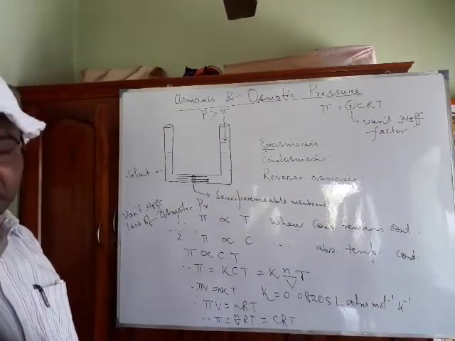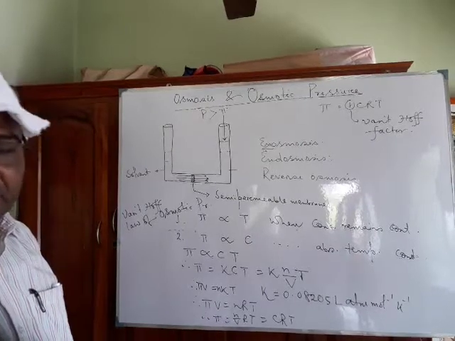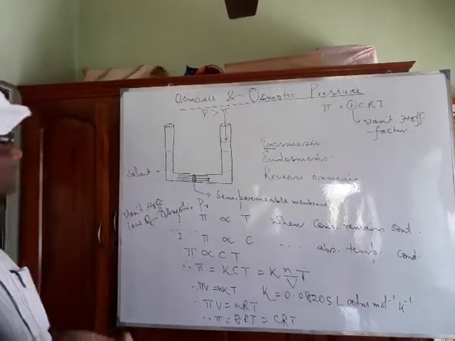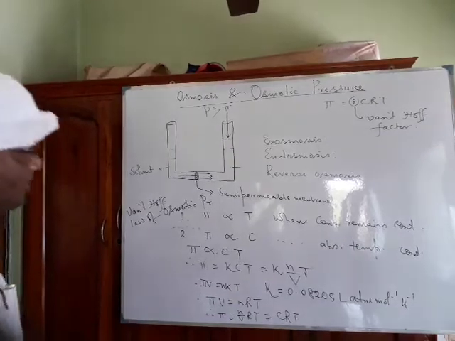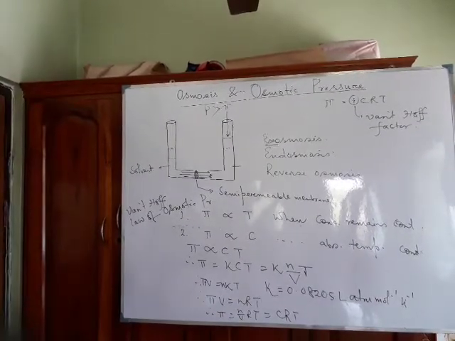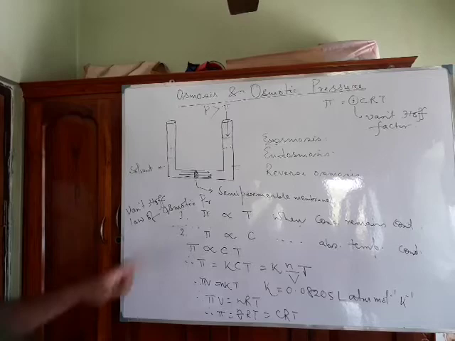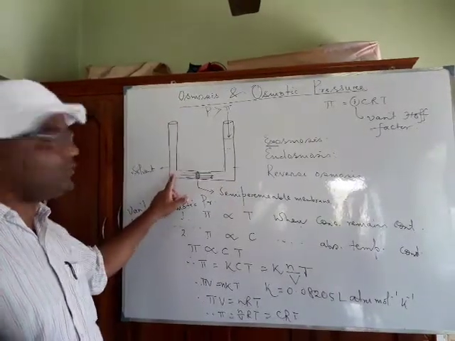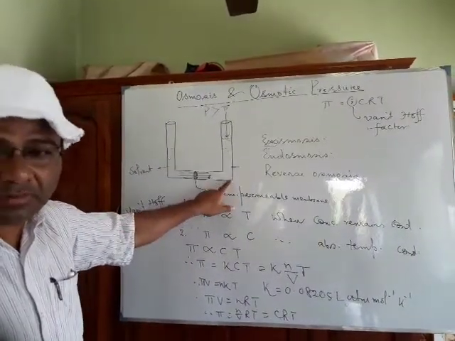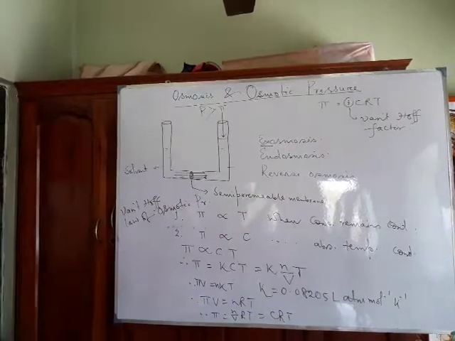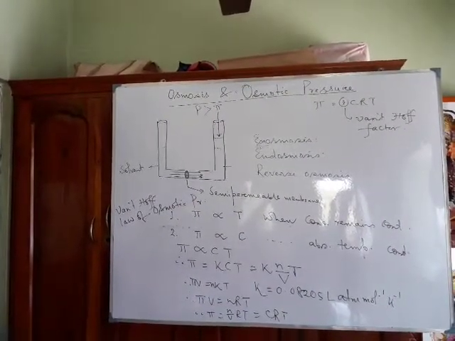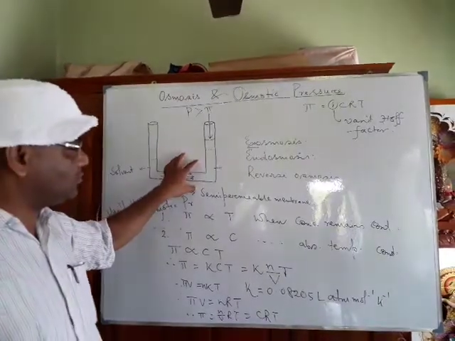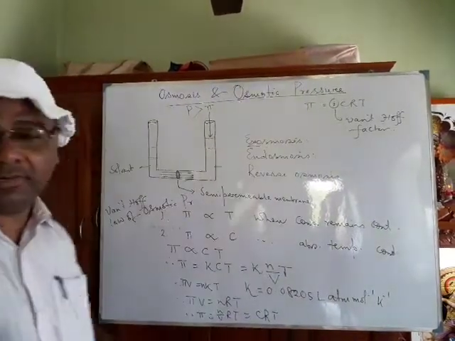This process is called reverse osmosis. Means by exerting pressure, the solvent molecules will pass through the semi-permeable membrane from the concentrated solution to the dilute solution, or from the solution compartment to the solvent compartment, and that pressure should be more than the osmotic pressure of the solution. At that time that process will be called reverse osmosis.